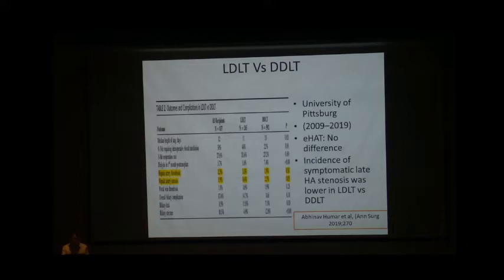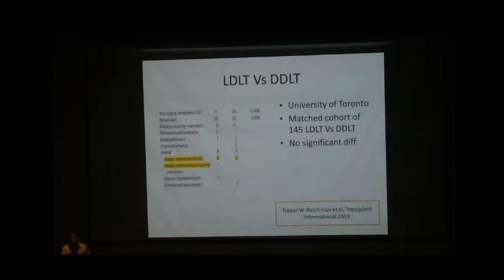That was the whole idea, because this has been criticized. This paper has been criticized in an editorial too. And another publication looking at the risk factors of vascular complication between LDLT and DDLT. This is from University of Toronto. 145 patients compared in both the groups as a matched cohort, and they have found that there is no significant difference between both the groups, though you can see there are 6 hepatic artery thrombosis in patients with LDLT group.